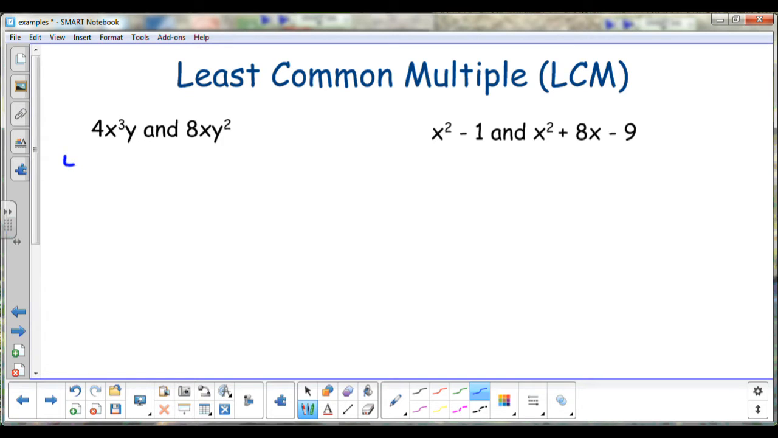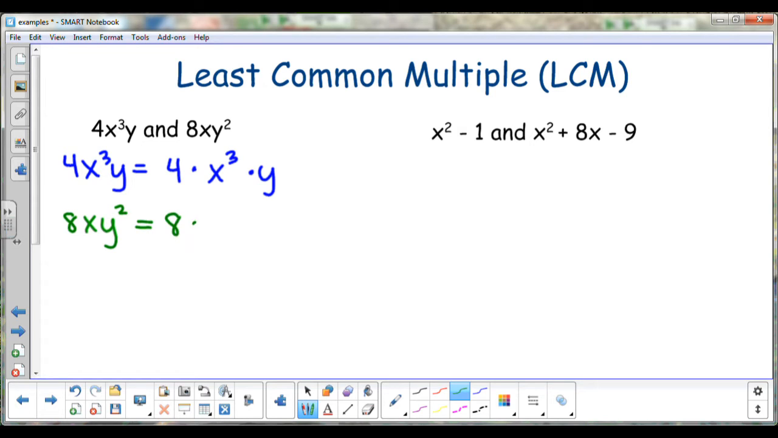So I have a 4x to the third y, so that's made up of a 4, 3 x's, and a y. My 8xy squared is made up of an 8, an x, and a y squared. So when I find the LCM, I'm going to go the coefficients, the x's, and the y's. So between 4 and 8, I want to know what their least common multiple is.